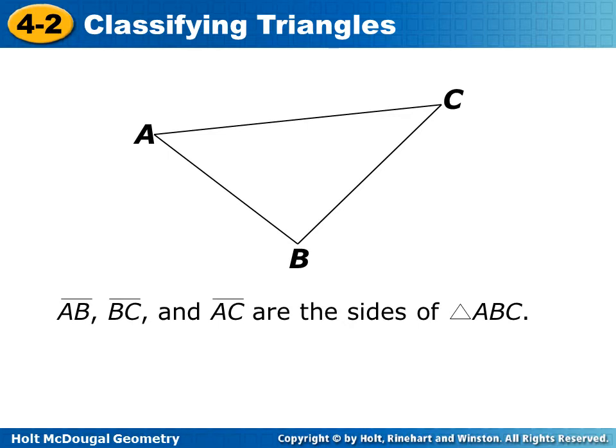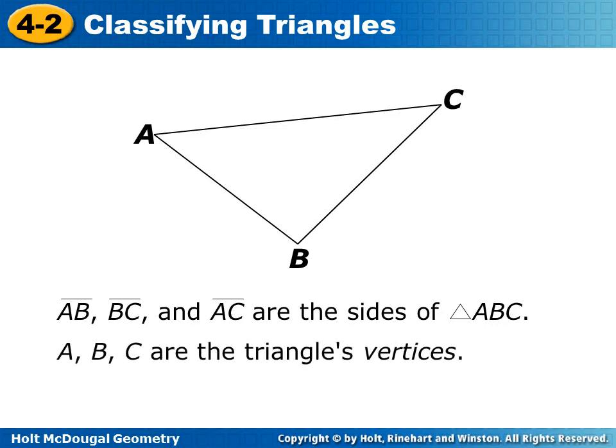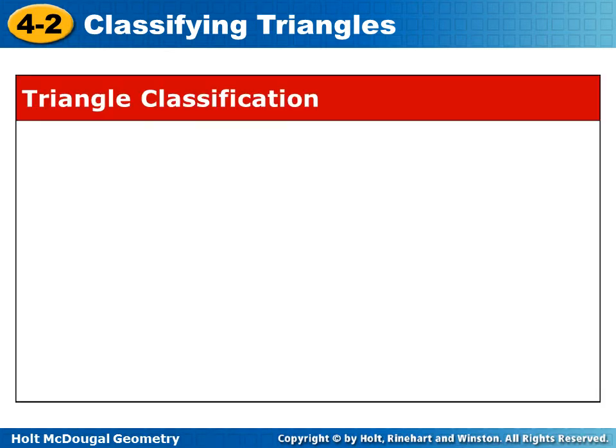So here's our first triangle. AB, BC, and AC are the sides of triangle ABC. We label our triangles with that small triangle in front. A, B, and C are the triangle's vertices, or corners.